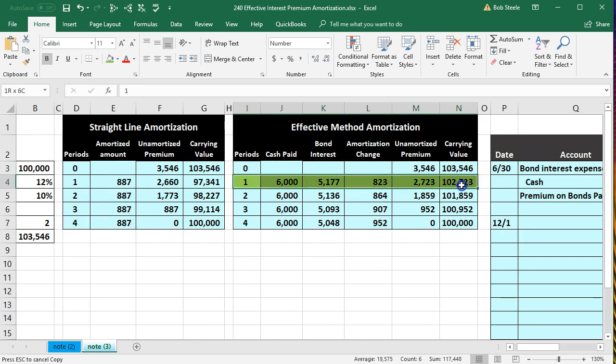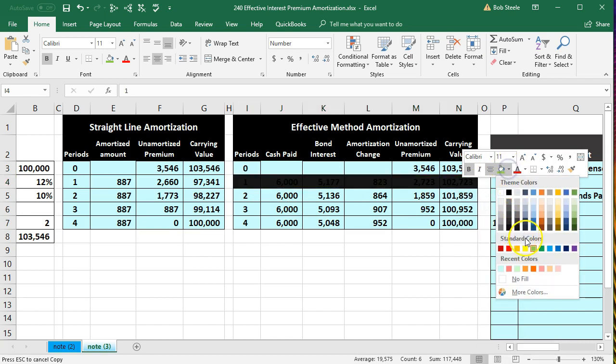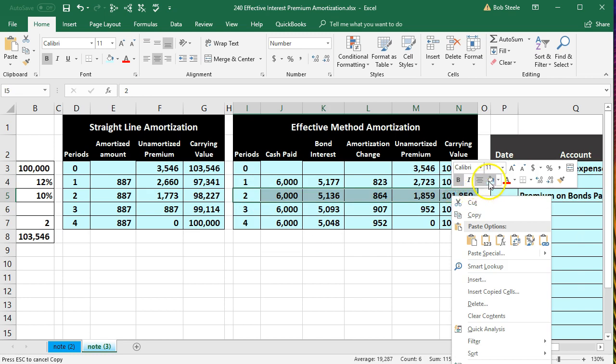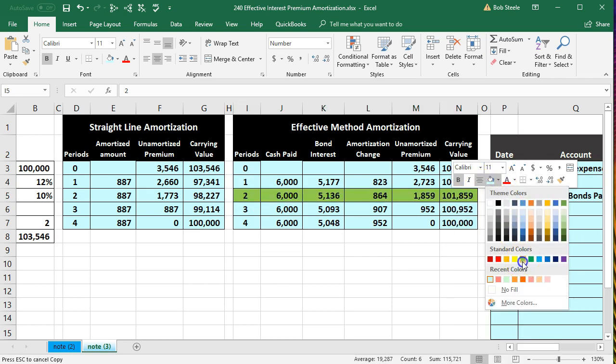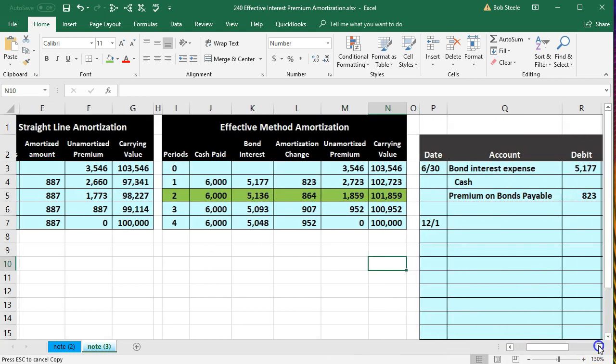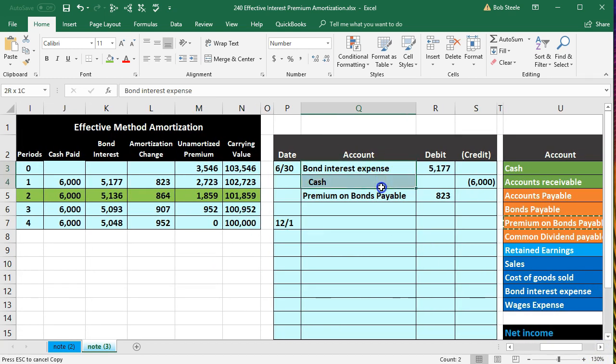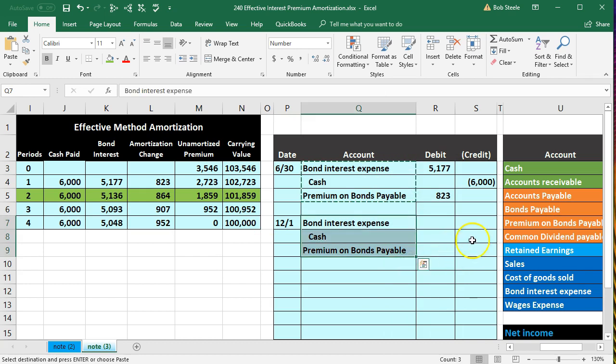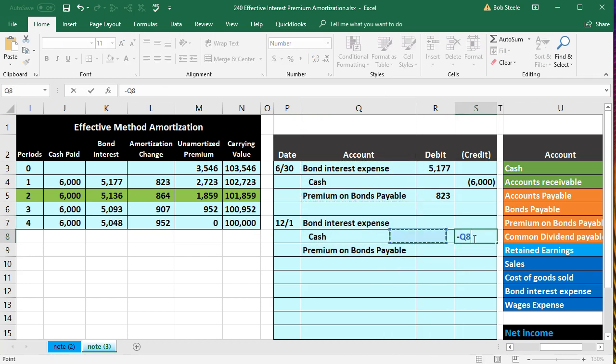I'm going to ungreen this and we'll record the second payment. So 6 months have passed. We're going to the second payment now. We'll make this green. Okay, and the transaction will be the same. I'm just going to copy the transaction, but the numbers will change. The cash is still going to be a credit of this 6,000.